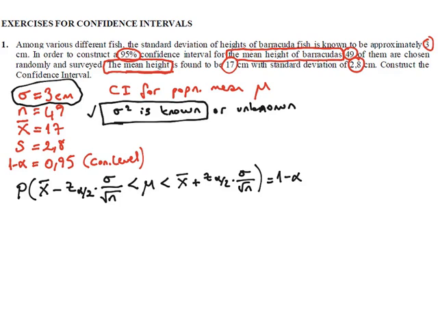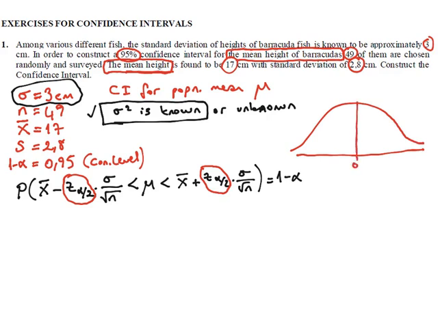So okay, we know x bar, we know sigma, and we know n, but we don't know z. So we need to find this z value. How can we find it? First we need to draw the graph. Let's draw the graph of Z table. So what is 1 minus alpha? It is 0.95, so alpha is 0.05.